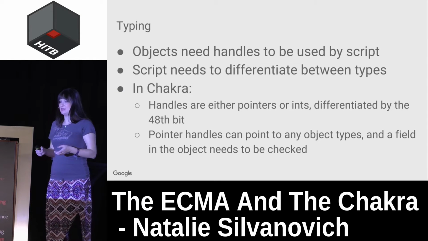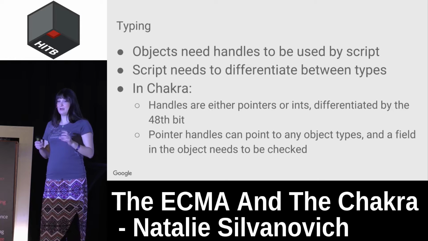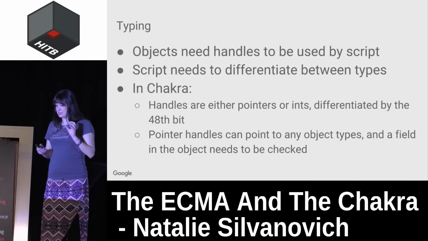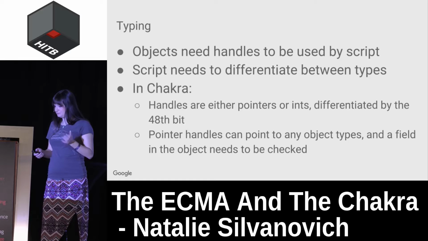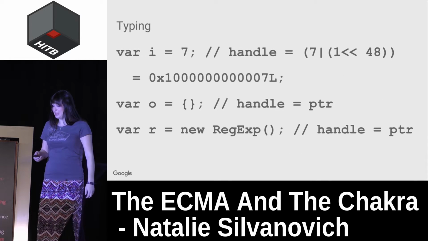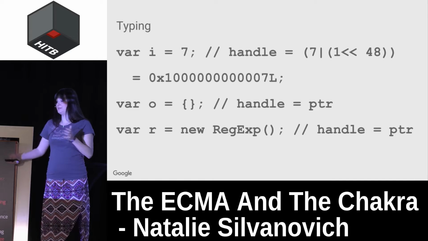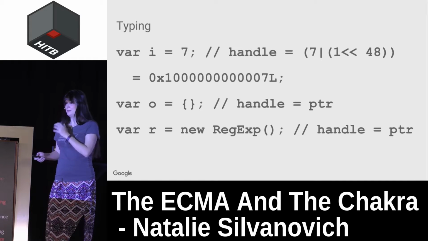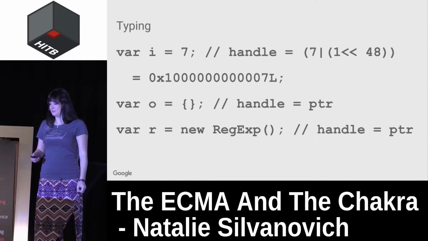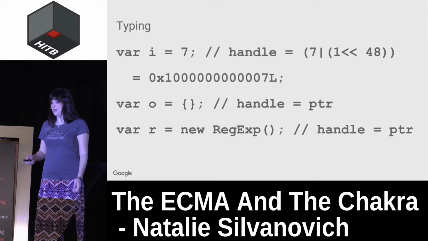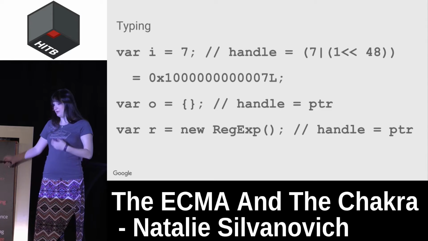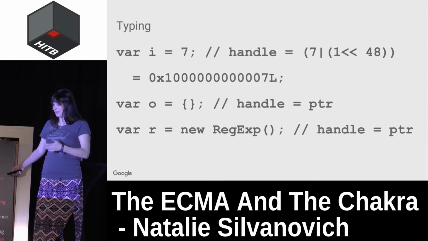So Chakra does this two different ways. To start off, there's the actual values of the handle. And in Chakra, these can either be integers or they can be pointers. And this is differentiated by the 48th bit. So to give an example, if on the stack you're pushing integer 7, it will be this long 1007. And that has the right bit set to show that it's an integer. Otherwise, if it doesn't have that set, it's a pointer. So it could be a pointer to an object, or it could be a pointer to a regex.